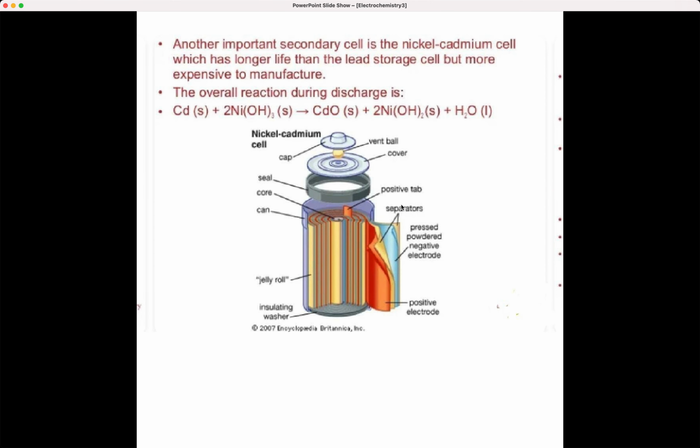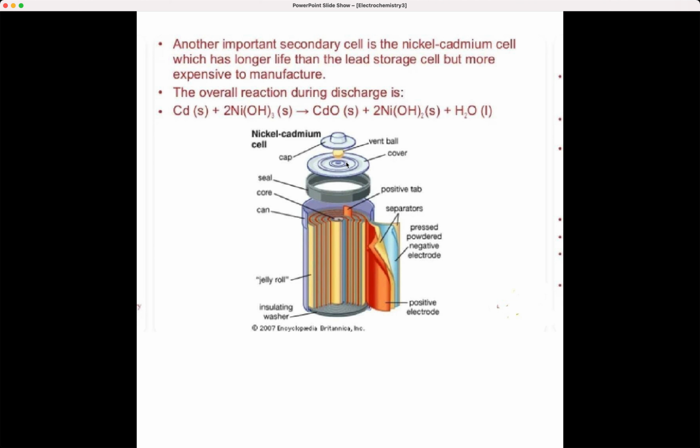So what happens here is that mainly when you discuss the secondary cell, it is the nickel cadmium cell, which has a longer life than the lead storage cell but is more expensive to manufacture. So the overall reaction during discharge: cadmium plus nickel hydroxide will give you cadmium hydroxide plus nickel hydroxide plus water. You can see the setup here for the nickel cadmium cell.